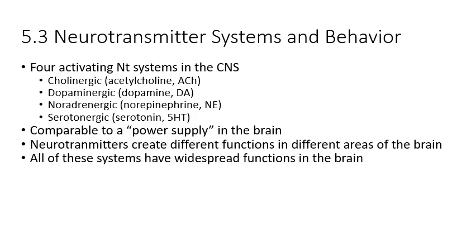So there are four main neurotransmitter systems that we're going to talk about in the CNS, and these are activating neurotransmitter systems. We'll talk about the cholinergic system, the dopaminergic, noradrenergic, and the serotonergic systems. These are comparable to a power supply in the brain, meaning these are the main mechanisms of excitation in the brain. Neurotransmitters throughout the brain create different functions depending on where they are in the brain. So for example, dopamine in one area of the brain will create a different function than dopamine in another area of the brain. All of the systems we're going to talk about have widespread functions in the brain.